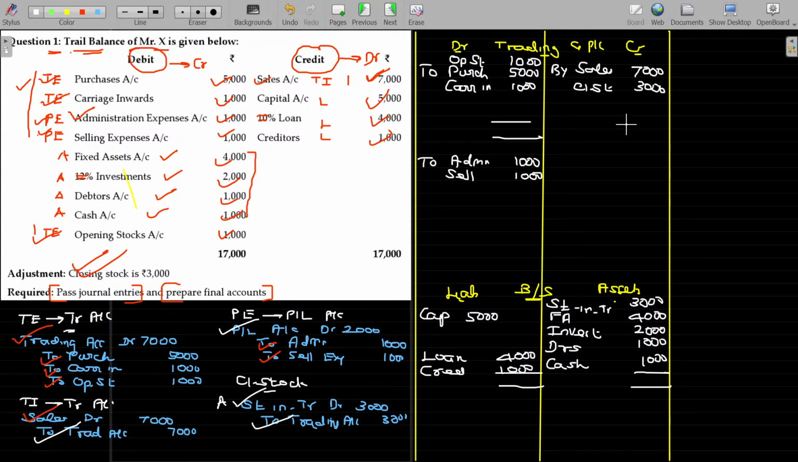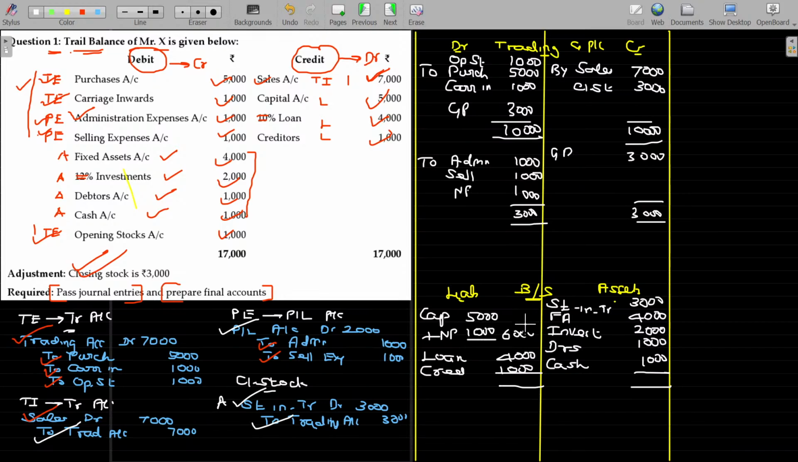Close the trading account to find out the GP. Here the GP being 3000, right? That GP should be transferred to the P&L account. And whatever net profit you get should be transferred to the capital account. Okay, this is the net profit. I will add here 1000 rupees. It's just a transfer. Rather than this, we can pass a transfer entry also.